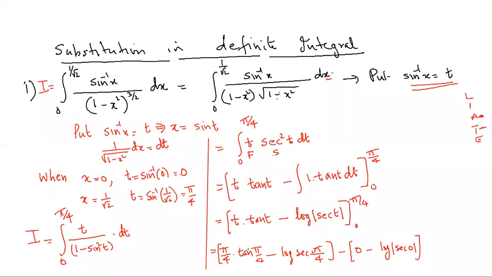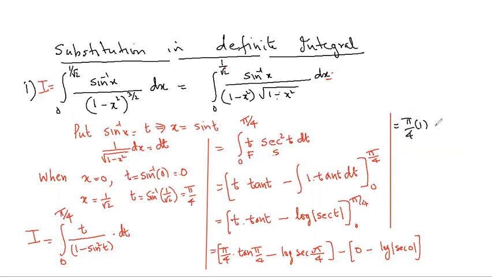So tan pi by 4 is 1. So your final answer will be pi by 4 into 1 minus log of root 2. So pi by 4 minus half log 2 if you feel like you can write. This will be your answer.